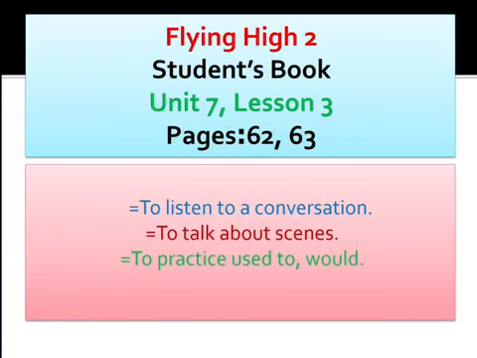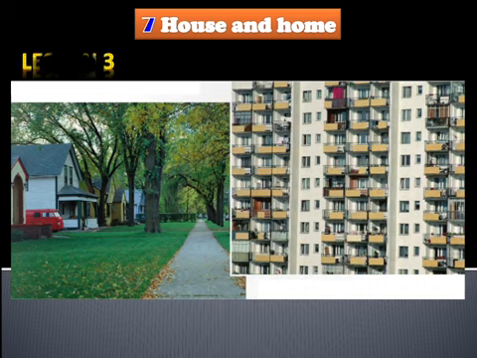Flying High 2, Students Book, Unit 7, Lesson 3, pages 62-63. At the end of the lesson, students will be able to listen to a conversation, to talk about scenes, and to practice used to and would. Here we have two pictures, a picture of a garden and a picture of tall buildings, high buildings.